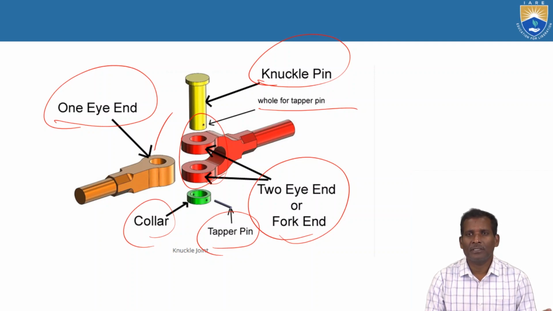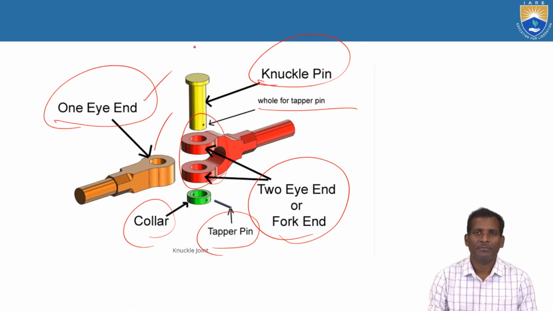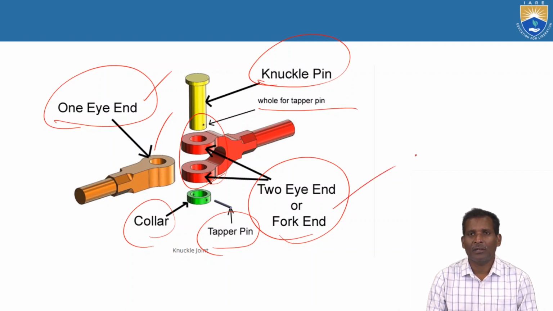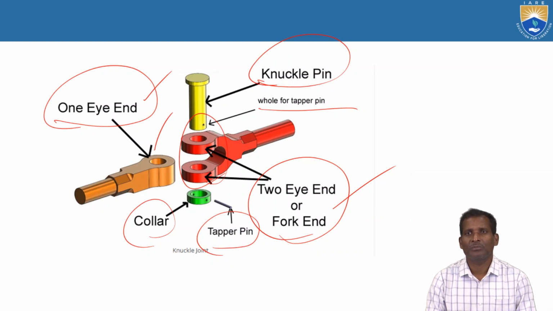So the taper pin dimensions you have to calculate as per the design procedure. Similarly, you have to calculate eye end dimensions, and the two eye shaped end or fork end dimensions also, as per design procedures. After that, you have to apply checking for crushing stress, checking for shear stress, checking for tensile. So after the checking, you can say whether this joint is safe, whether your design is safe or not. You should know.